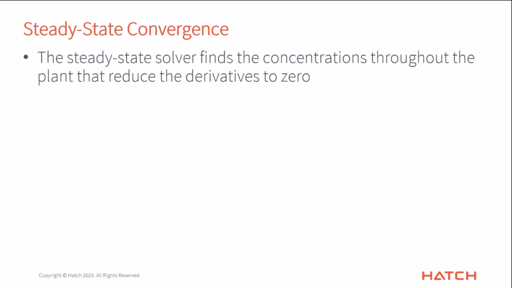Okay. So the way we do that is by using the steady state solver, and that's a special solver that we have built in. That's a different solver to the regular dynamic one that we have. And it finds the concentrations throughout the plant that basically reduce the derivatives to 0. The derivatives are the way we do the mass balance across the plant. So those are being reduced to zero.